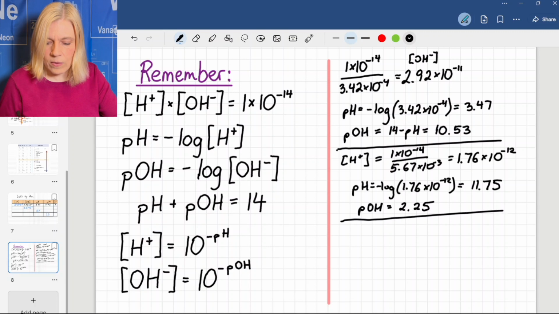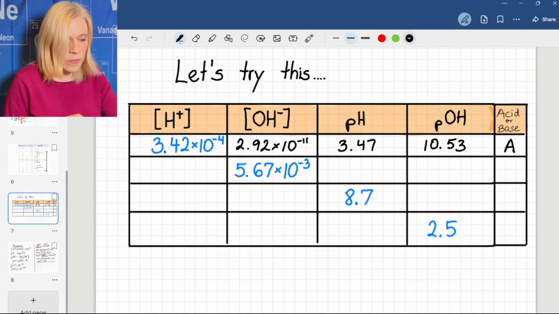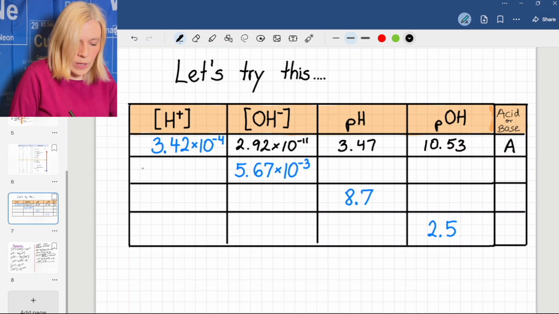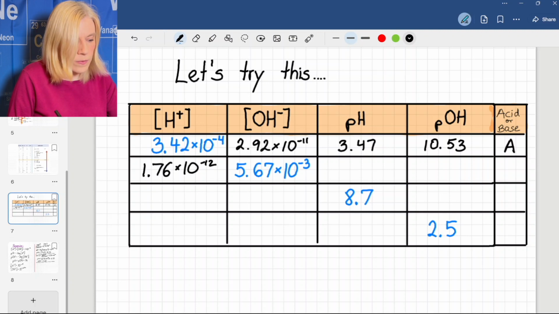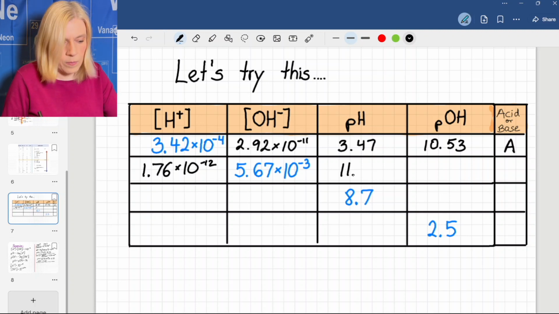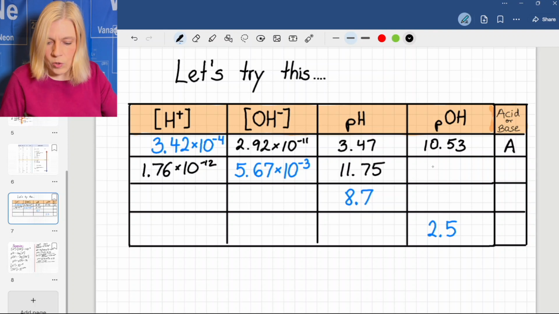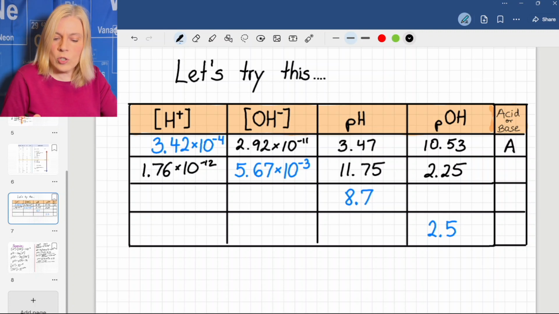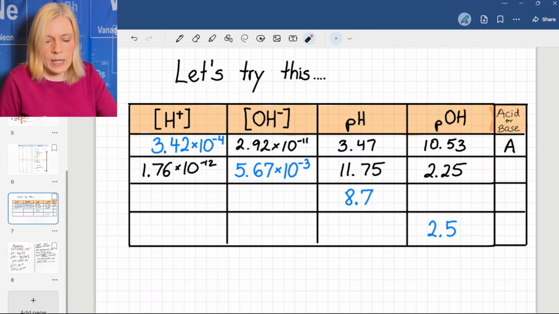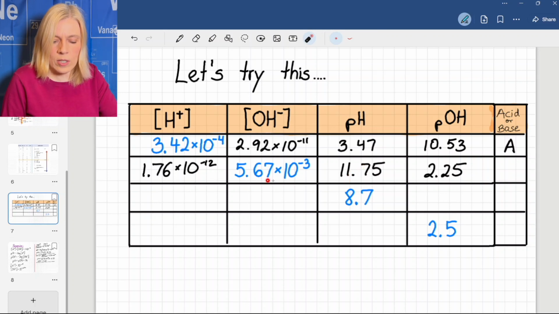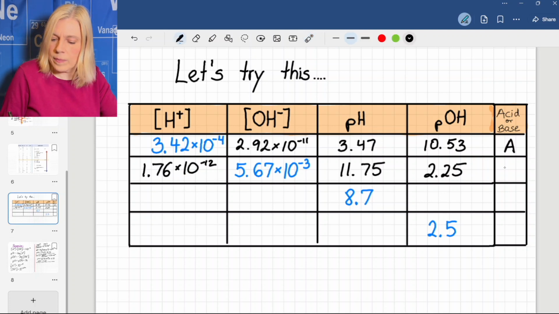So let's fill in what we have. Okay, so my H plus was 1.76 times 10 to the negative 12. Here we have pH was 11.75. pOH was 2.25. Well, what do you think? Acidic or basic? Well, I need you to look at two things. pH is more than 7, so it's a base. But also, my OH minus concentration right here is bigger than my H plus. If my OH minus concentration is bigger, then it's a base.